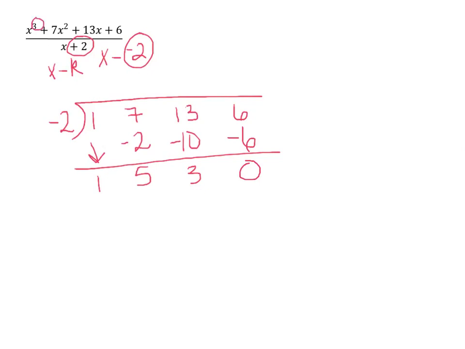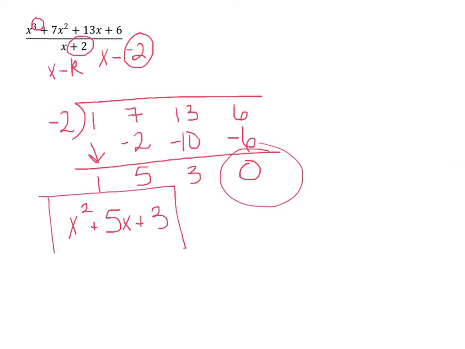This is x cubed, which means my first term would be x squared. I don't have to write a 1 on x squared. And my remainder is 0, so I can just leave it just like that.